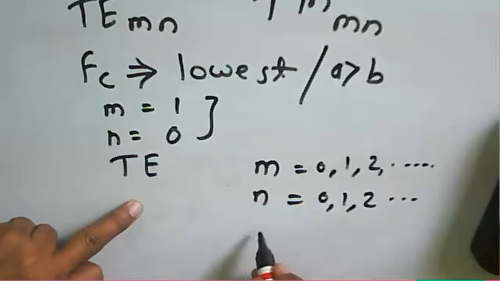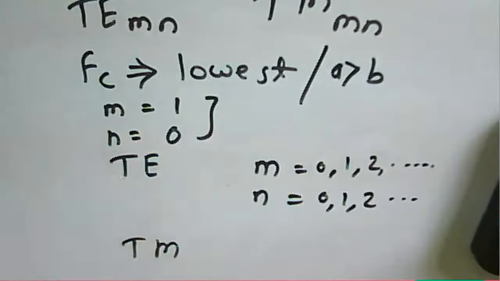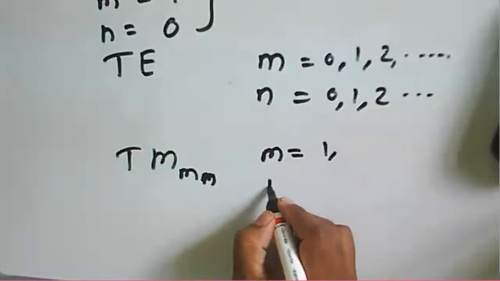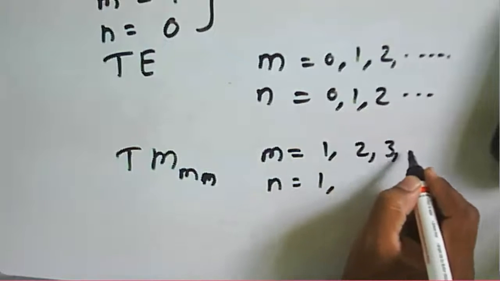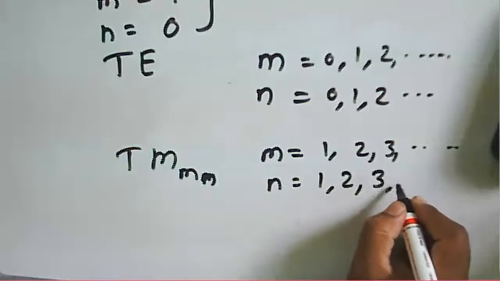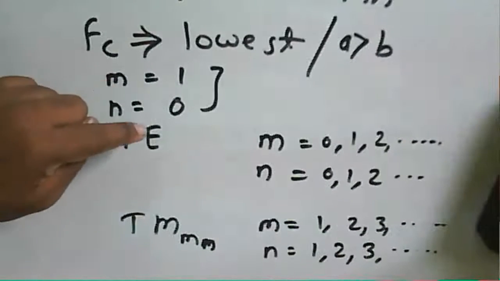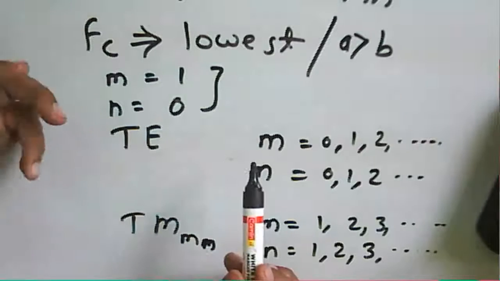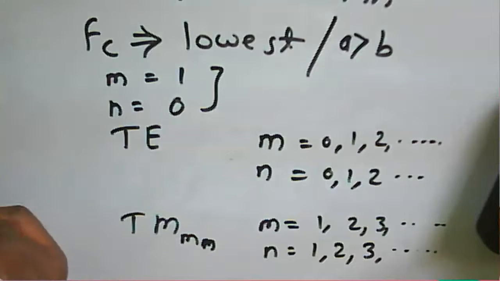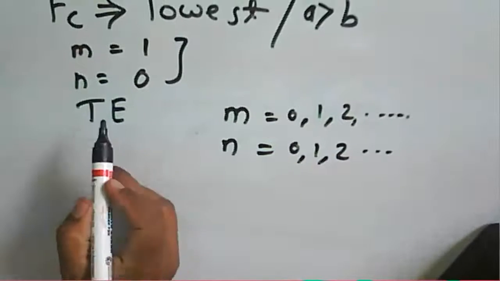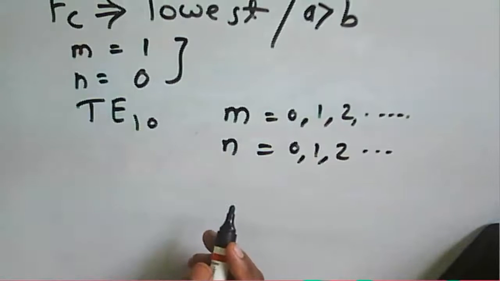But in the case of a TM mode, TMMN mode here, M will start from 1: 1, 2, 3, like that. Then here 0 comes. M is equal to 1 and N is equal to 0 means 0 comes. That belongs to the TE mode, because M or N, any one can be 0 in a TE mode. But in the case of a TM mode, M or N both cannot be 0. So if M is equal to 1 and N is equal to 0, what does it mean? It is about a TE10 mode.